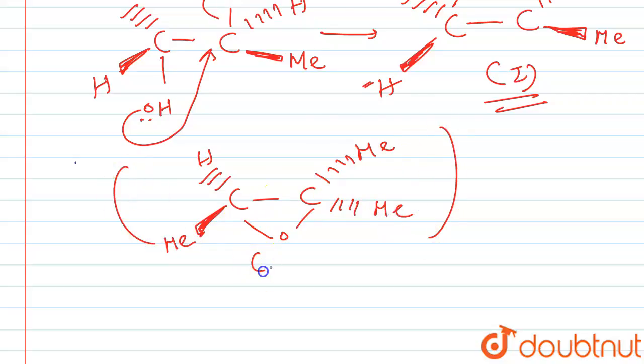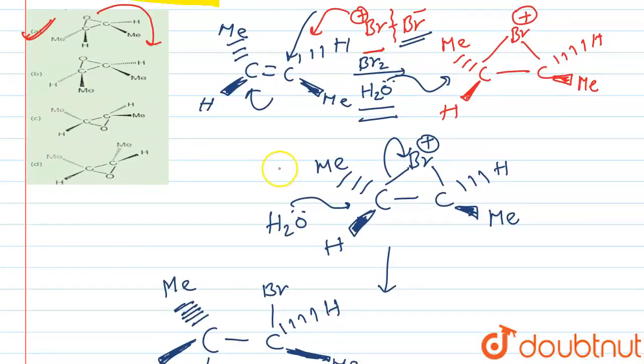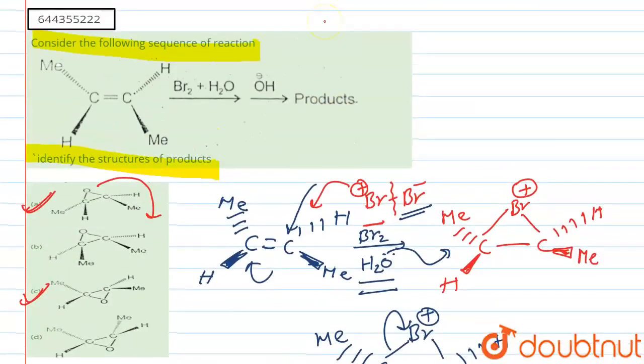So this is also one of the products which is forming here. If you look at option C, option C is also forming here. So option A and option C are the products which will be formed by this reaction. I hope you get the answer.